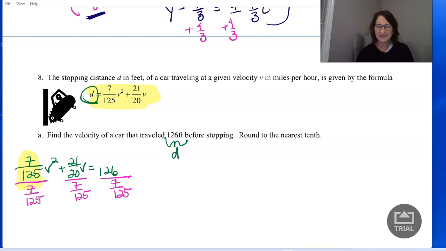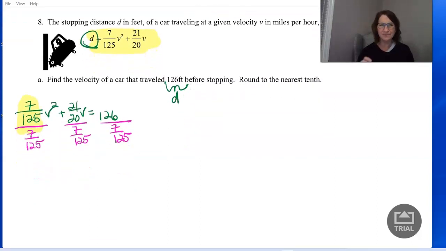Okay, it might get a little messy, but we can handle it. First of all, in front of our v squared, everything goes away, so we've just got a v squared. Now this 21 over 20 over 7 over 125 is just a complex fraction. We've dealt with those already.